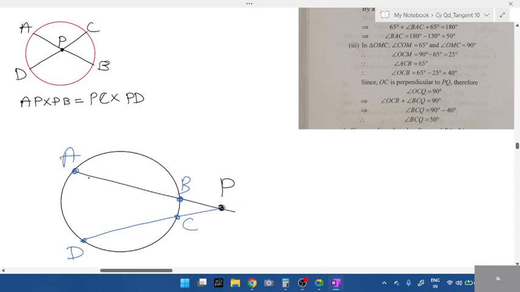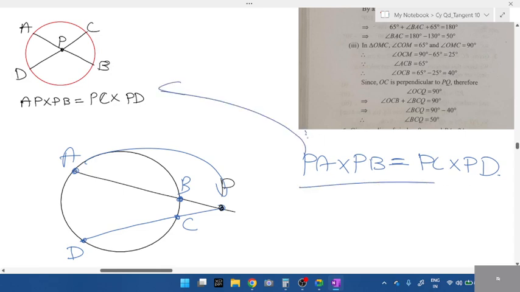What's the formula for secant? For A and P, students, what's the formula? PA into this entire value. PA into PB should be equal to PC into PD. This is when two secants are given.